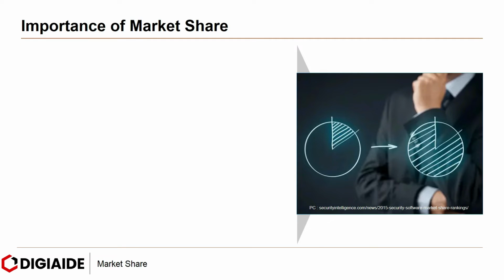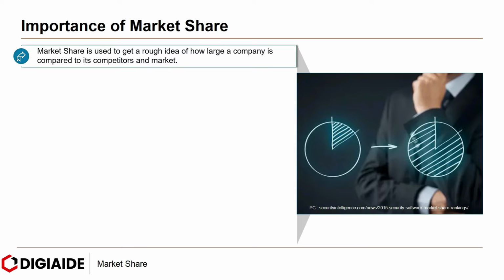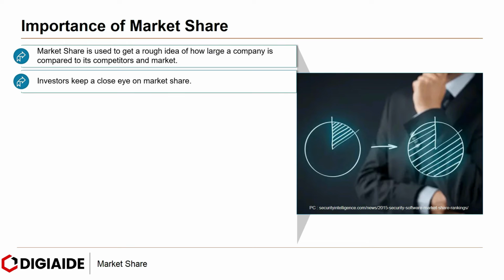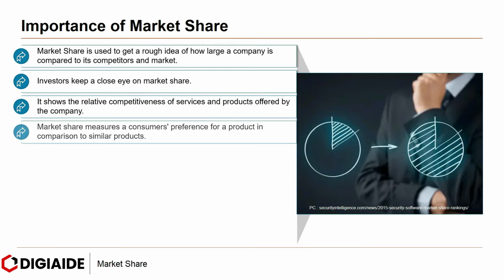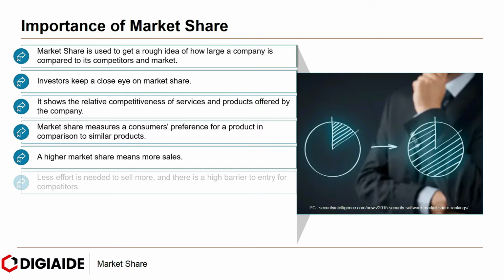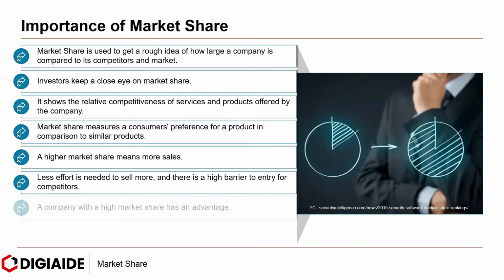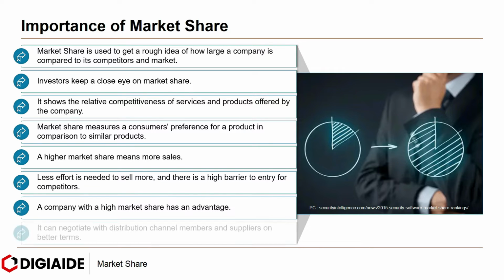Moving on to the importance of market share. Market share is used to get a rough idea of how large a company is compared to its competitors in the market. Investors keep a close eye on market share. It shows the relative competitiveness of services and products offered by the company. Market share measures a company's preference for a product in comparison to similar products. A higher market share means more sales. Less effort is needed to sell more. There is a high barrier to entry for competitors. A company with high market share has an advantage. It can negotiate with distribution channel members and suppliers on better terms.